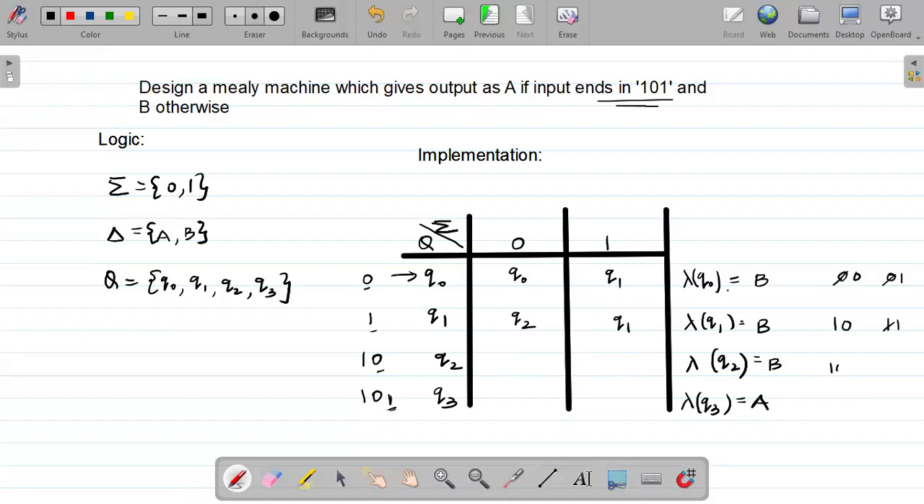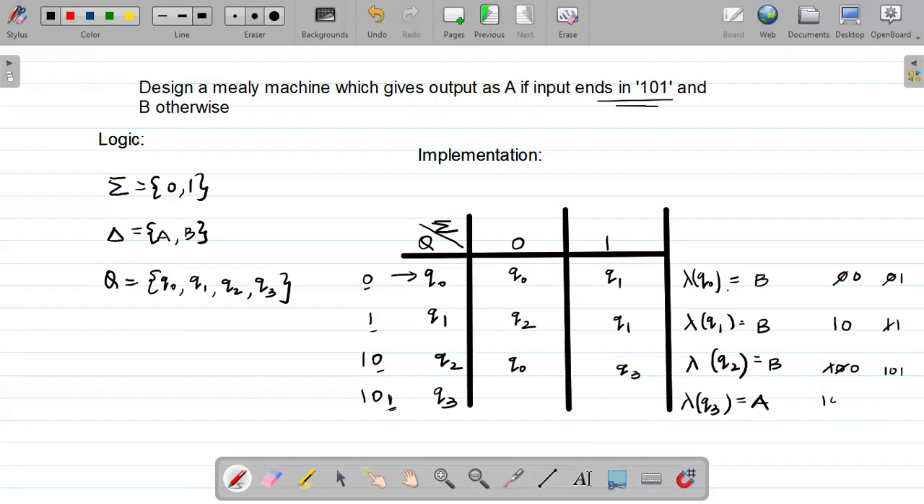We are already having 1, 0. Another 0 comes in. So 1, 0, 0. Is there any state for 1, 0, 0? No. For 0, 0 also there is no state. For a single 0 there is a state, that is Q0. 1, 0 is present, 1 comes in. So 1, 0, 1, there is a state for it, which is Q3. That's why we write Q3 here.